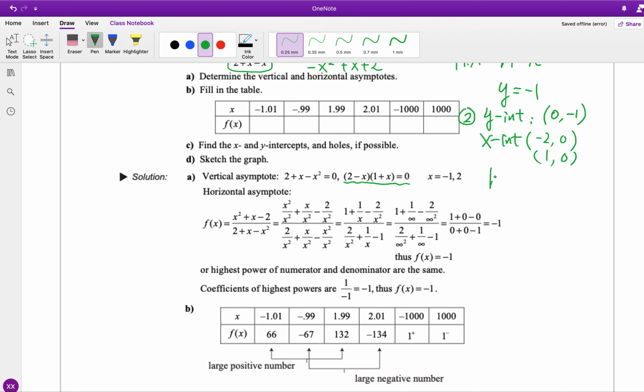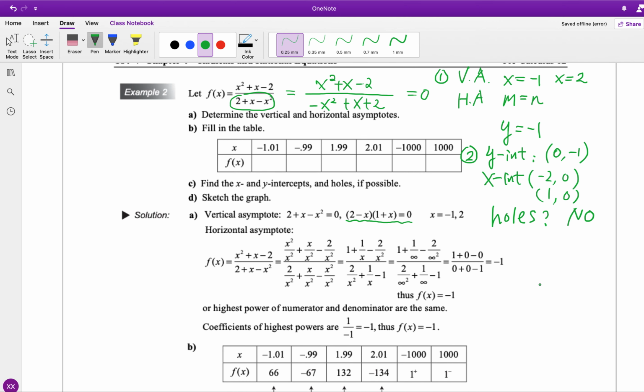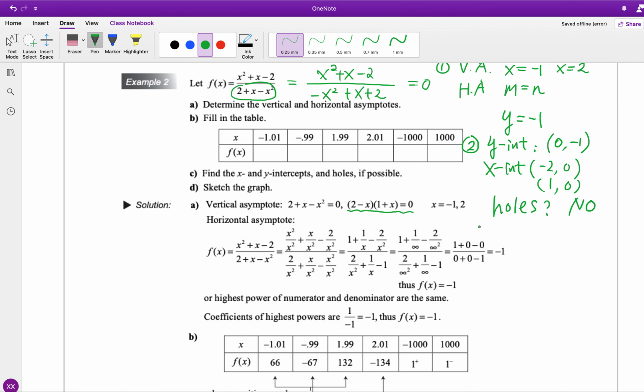Now next is whether or not we have holes. In this case we have no holes, because we cannot cancel anything between the top and the bottom. So no holes. All right, so my graph will be a continuous graph. Okay, so now the third step will be my table of values.